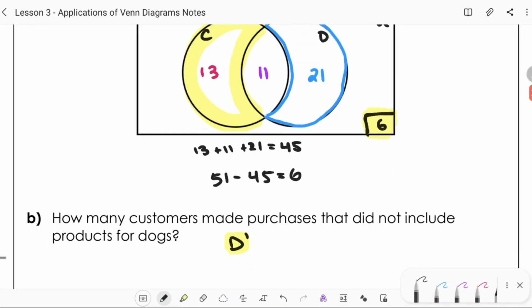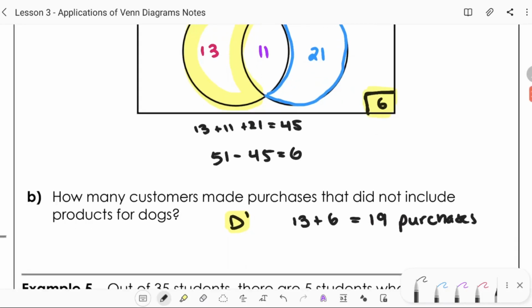The set of D prime, the complement of D, is going to be 13 cat purchases, 6 neither cat or dog related purchases. So there's actually going to be 19 purchases in set D prime, right? The complement of D, not about dogs whatsoever.